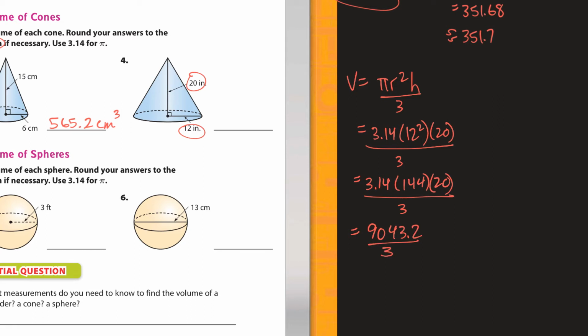And I get 3,014.4. And so the answer is 3,014.4. What is that? Cubic inches.